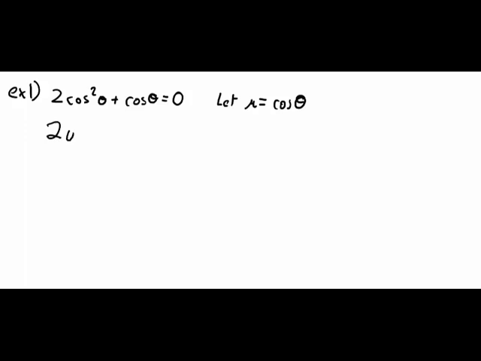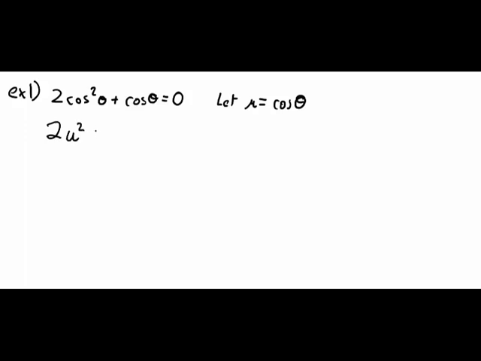So, the first problem. Let's look at this example. We'll call this example 1. We're going to look at 2 cosine squared theta plus cosine theta equals 0. Okay, so the first thing we should do is let u equal cosine theta. What this will do is allow us to look at this equation in a simpler light, something that we can think about in an algebraic sense.